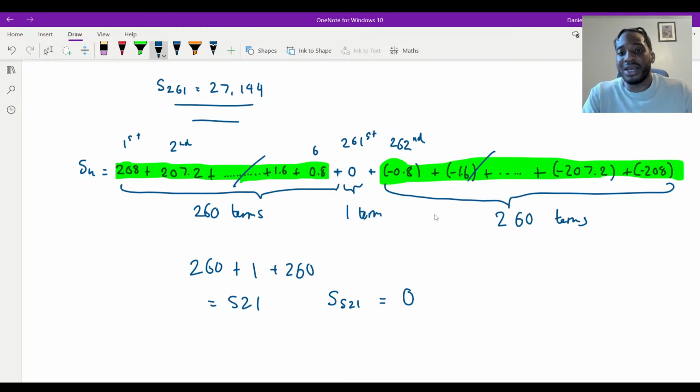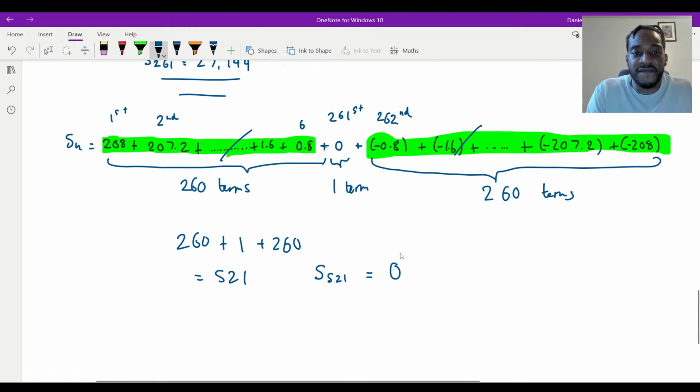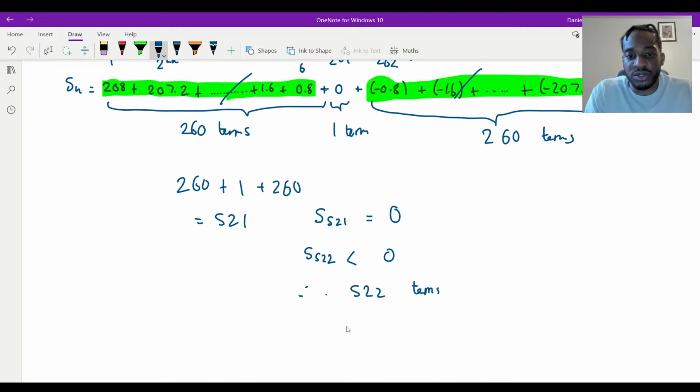The next term after is when it's going to become negative. So therefore, S522 is going to be less than zero. And so there's going to be 522 terms, and that's when it's first negative. So we could just say n is equal to 522.